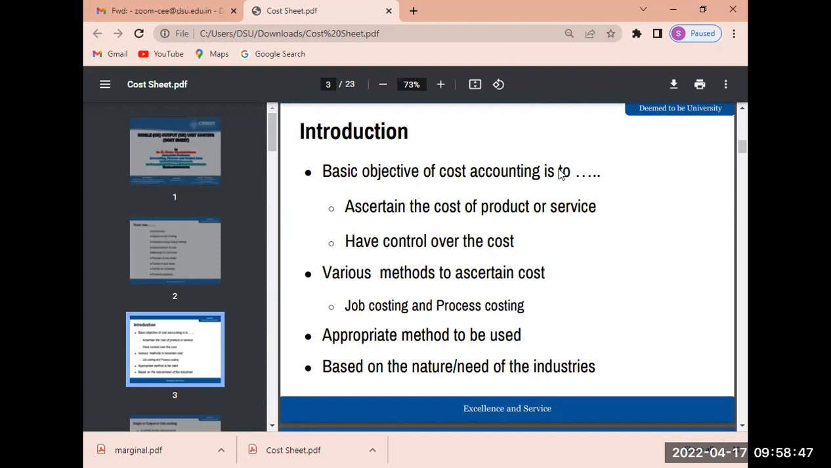So it changes. This kind of industry will use a separate method of ascertainment of cost, that is called job costing. The costing is done for only a particular job.